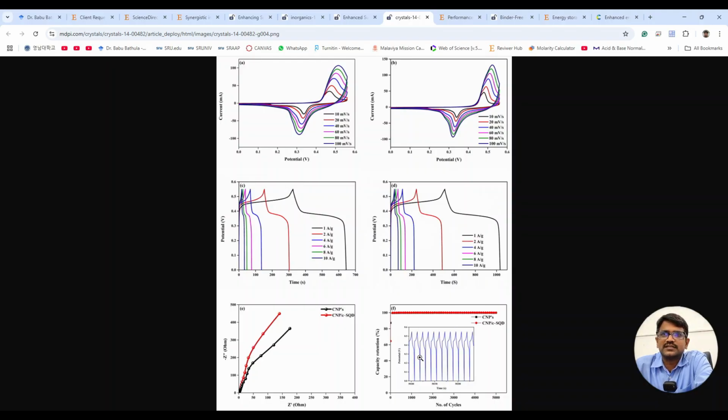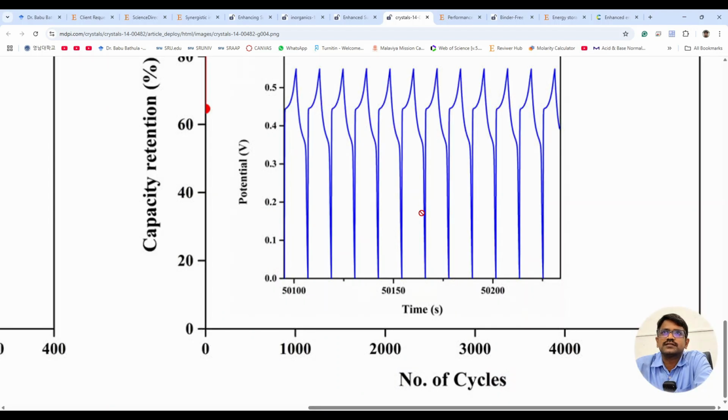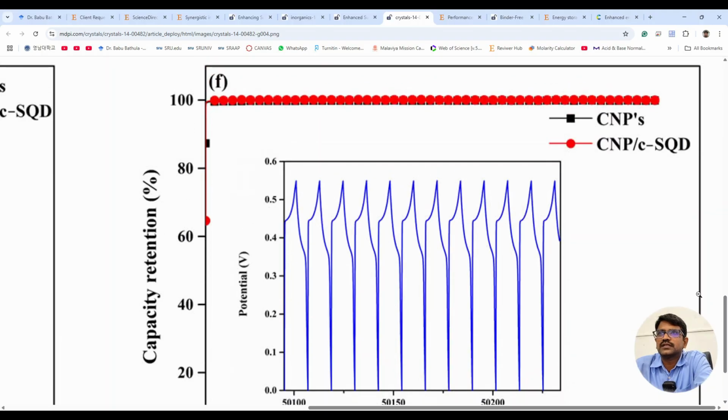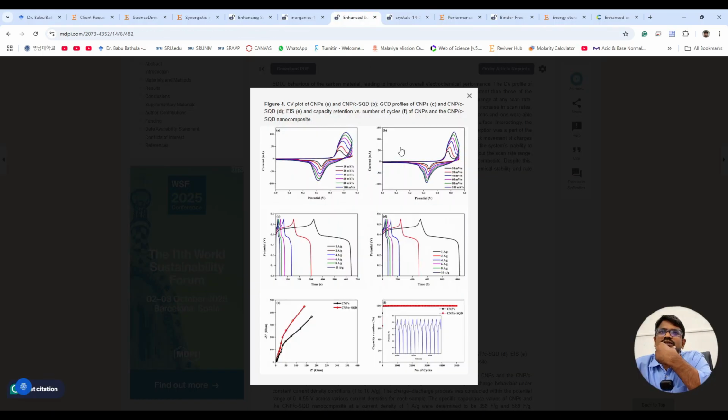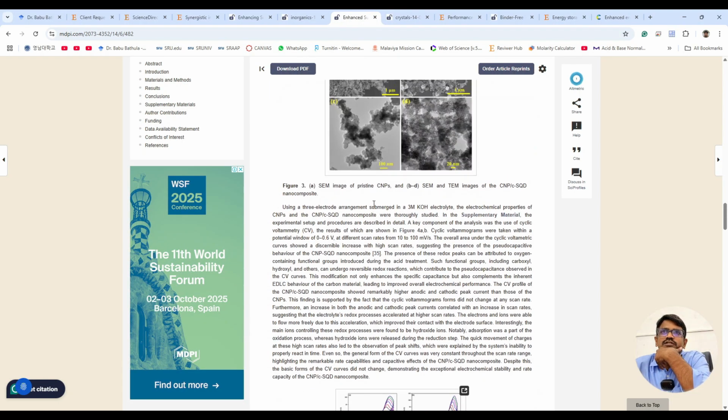This is the cycle stability. You can see here up to 5,000 cycles. We have tested up to 5,000 cycles, 1,000, 2,000, 3,000, up to 5,000 cycles. This is the charge discharge condition. So this is another.